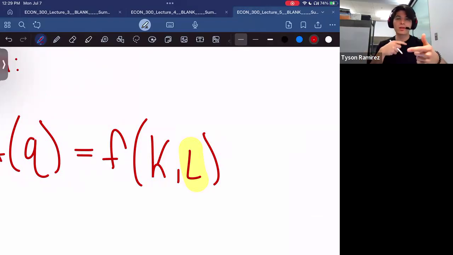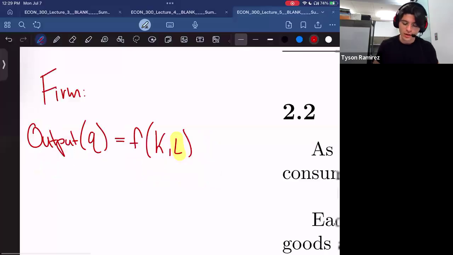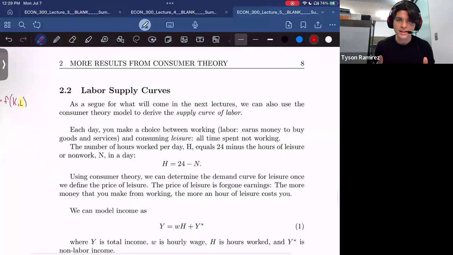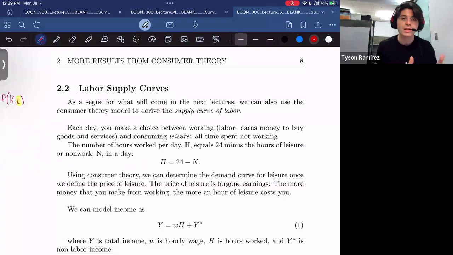So in this framework, the roles have reversed. Who supplies the labor is the households. And so the labor supply comes from those who are typically thought of as consumers. And we can derive a labor supply curve via this theory of the consumer that we've been working with so far. So let me show you how we get here.